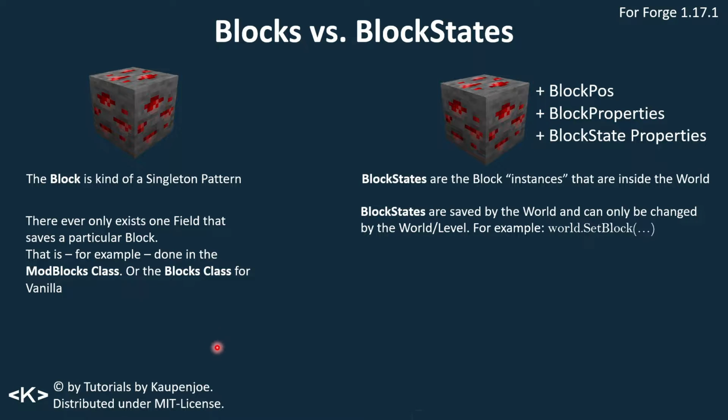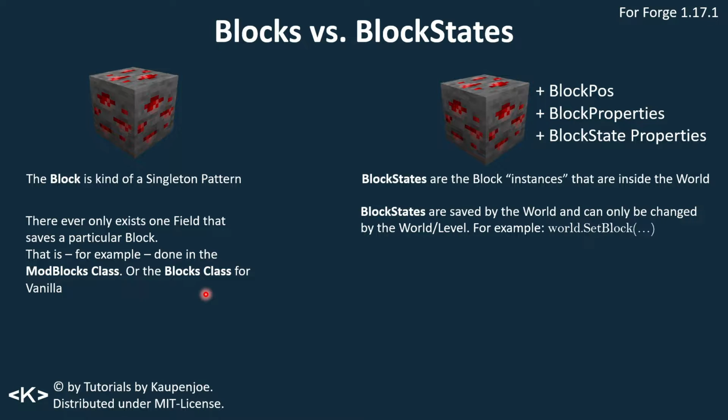Let's think about this. So, what is a block and what is a block state? I mean, a block is just a block. Well, yes, but inside of the code, the block actually acts as a sort of singleton pattern. That means that when we think about the ModBlocks class, for example, or the Blocks class for vanilla, there only ever exists one field for a particular block. We never create a new block for the sand, for example. New Block sand, something like that.